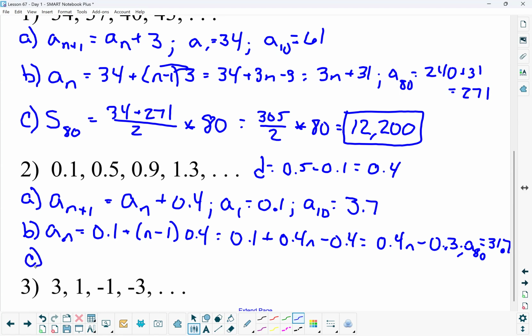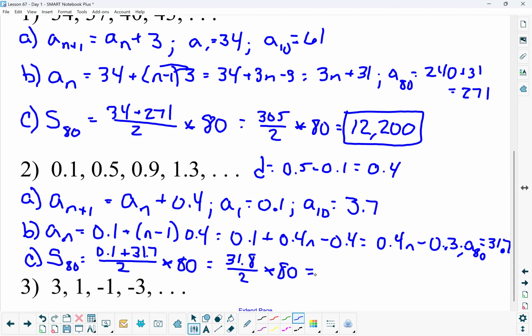Part C then asks, find the sum of the first 80 terms. So for the sum of the first 80 terms, I take my first term, 0.1, plus my last term, my 80th term, 31.7, divided by 2, and multiply by the number of terms, in this case 80. So this will be 31.8 divided by 2 times 80. And again, I would go ahead and calculate that with a calculator.